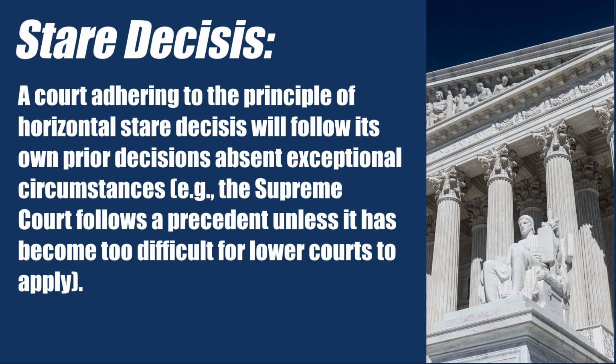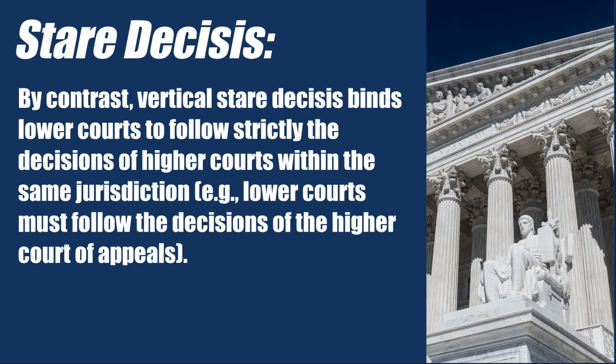A court adhering to the principle of horizontal stare decisis will follow its own prior decisions absent exceptional circumstances. For example, the Supreme Court follows a precedent unless it has become too difficult for lower courts to apply. By contrast, vertical stare decisis binds lower courts to follow strictly the decisions of higher courts within the same jurisdiction. For example, lower courts must follow decisions of the higher courts of appeal.